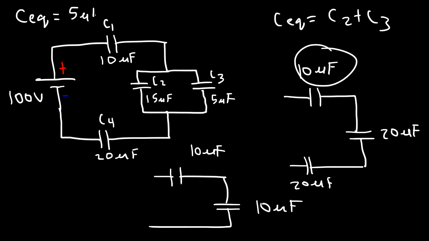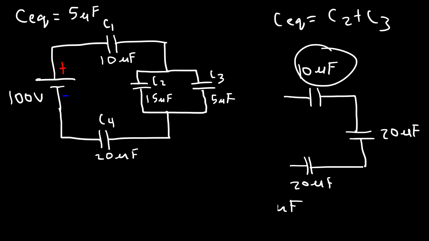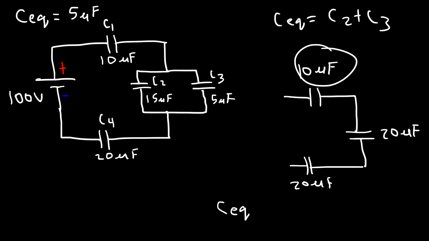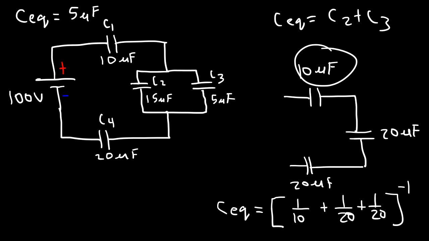It's 5 microfarads. Now, if you wish to confirm the answer, you can use the formula. So let's use it with these three capacitors in series. So the equivalent capacitance is going to be 1 over C1 plus 1 over C2 plus 1 over C3, raised to the minus 1. So 1 over 10 plus 1 over 20 plus 1 over 20, raised to the minus 1, that is equal to 5.